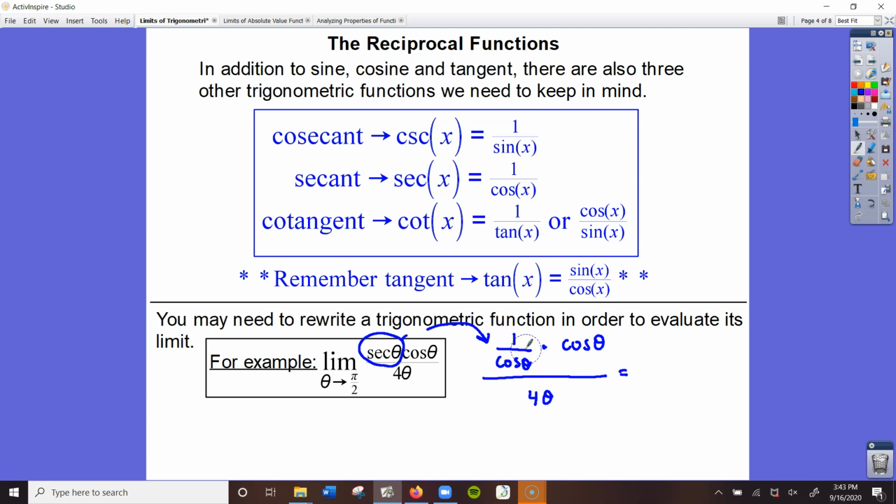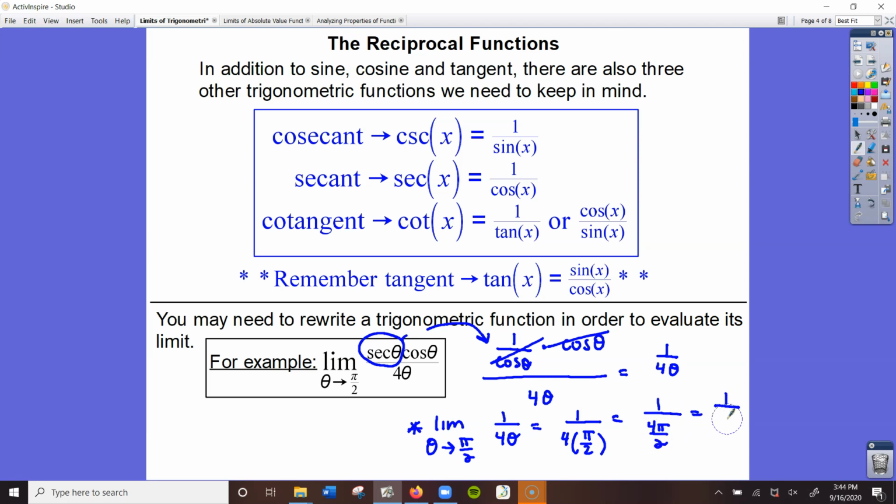The numerator could be further simplified since we have 1 over cosine theta times cosine theta. They cancel out. So what we have now is 1 over 4 theta. So that means I can rewrite my limit here as theta is approaching pi over 2 of 1 over 4 theta. And now I can go ahead and plug in that pi over 2. When I plug in pi over 2, I get 1 over 4 times pi over 2, which can be simplified to be 1 over 2 pi.